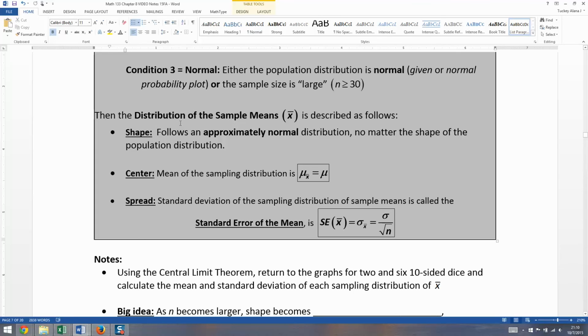Your distribution of your x bars, your sample means, will have the following shape, center, and spread. The shape will be approximately normal, no matter what the shape of your population was. So if your population was skewed right and all kinds of crazy stuff, as long as your sample size was 30, you're great. If your sample was normal to begin with, then you're still great, right? So either it was given to you that it was normal, or you get n to be larger than or equal to 30. Then the center is the mean, which is mu sub x bar, which is mu, right? Your mean.